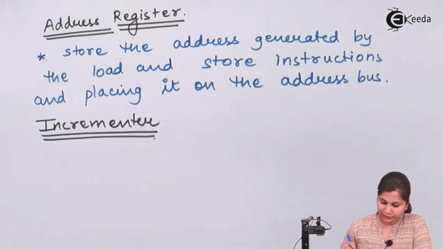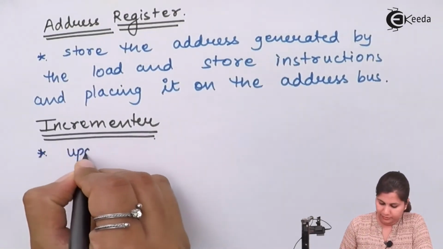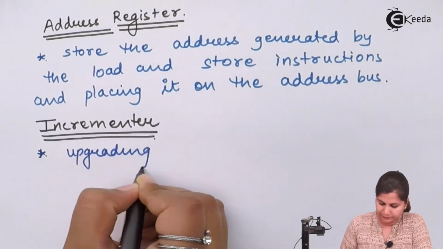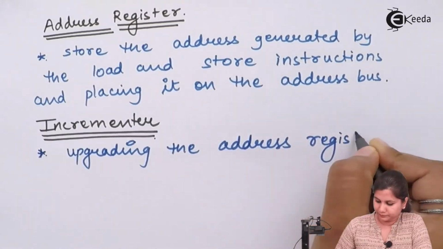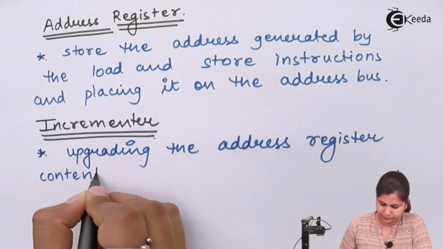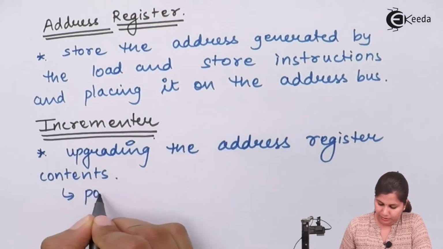So the work of the incrementer is to update the address, okay, so that it can point to the next memory address.